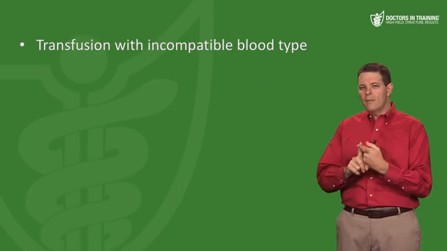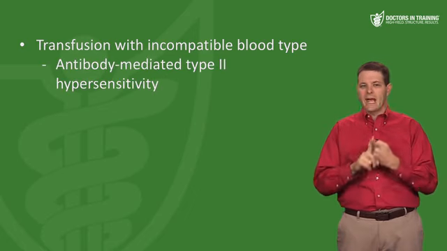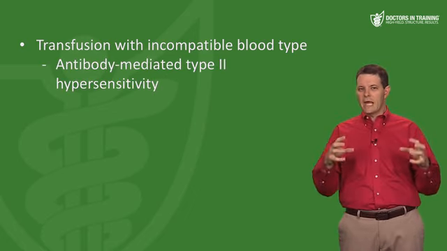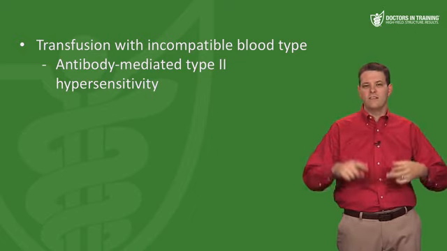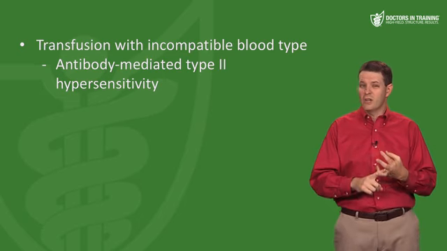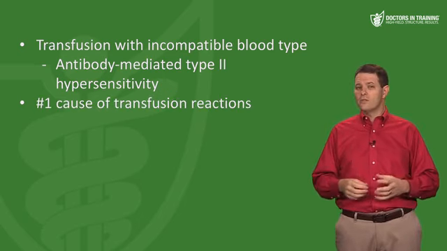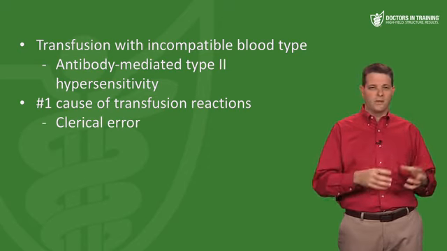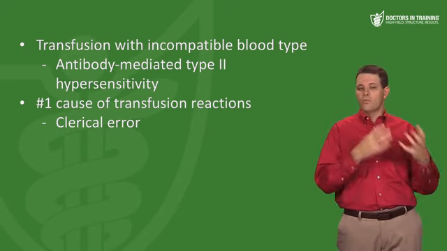First of all, what happens if you transfuse an incompatible blood type? Well, you're going to get an antibody-mediated type 2 hypersensitivity, right? Circulating antibodies bind to the cellular antigens, and that leads to hemolysis, fever, possibly shock, kidney failure, and death. And then what's the number one cause of transfusion reactions? It's clerical error. Somebody goofed on the type and cross, or somebody mislabeled the blood, or it got delivered to the wrong floor or whatever.